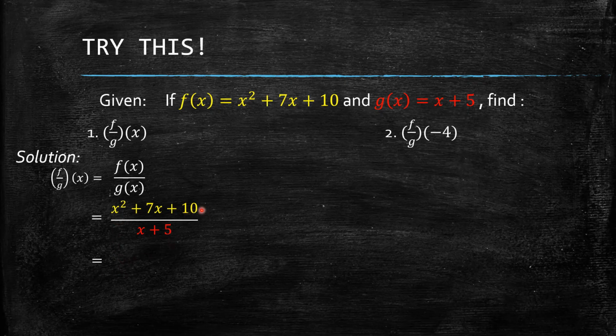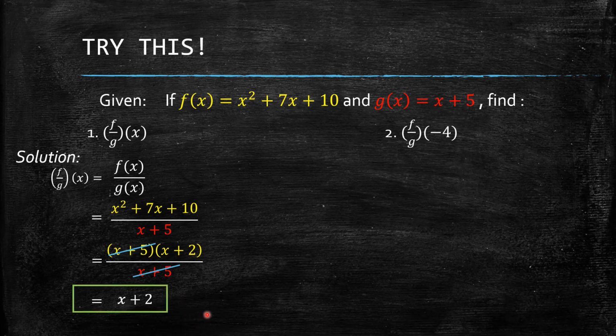Now, on top, we can still factor this one. And it will be x plus 5 times x plus 2. And then just bring down x plus 5 on the denominator. Next, we can cancel x plus 5. So what is left is x plus 2. And that is our answer.